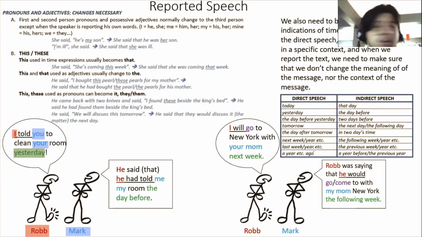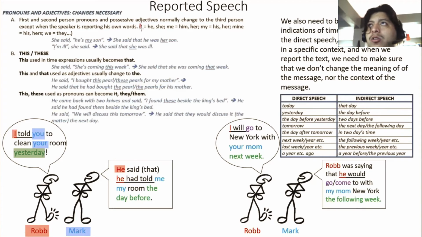¿Sí? Aquí tenemos, por ejemplo, I told you to clean your room. Again, Rob, when Rob says I, Rob is referring to Rob. Yes? When Rob is saying you, he's referring to Mark. He's the person he's talking to. And when he's saying yesterday, he's meaning the day before to the conversation. They are talking in this day, okay? So when Mark reports everything, Mark doesn't refer to Rob as I. When Mark talks about Rob, he says he.